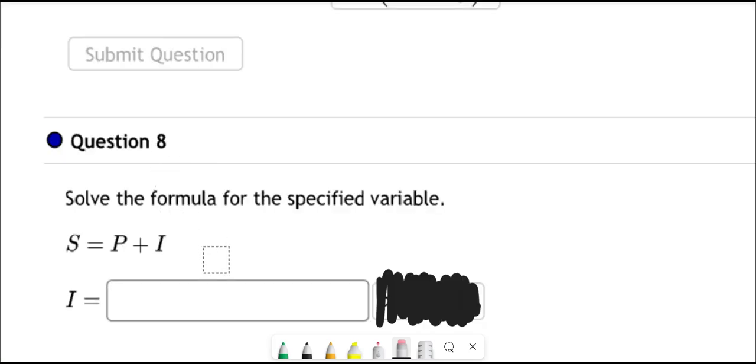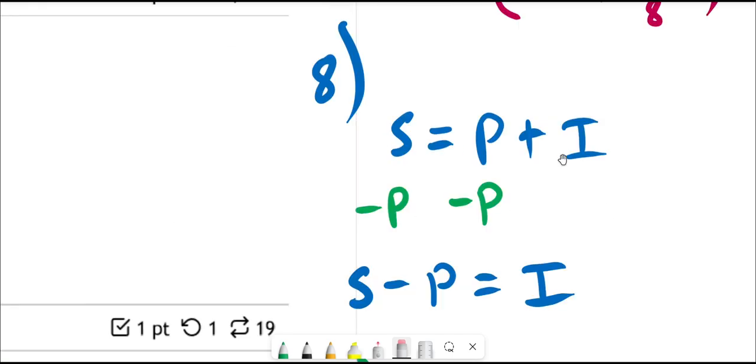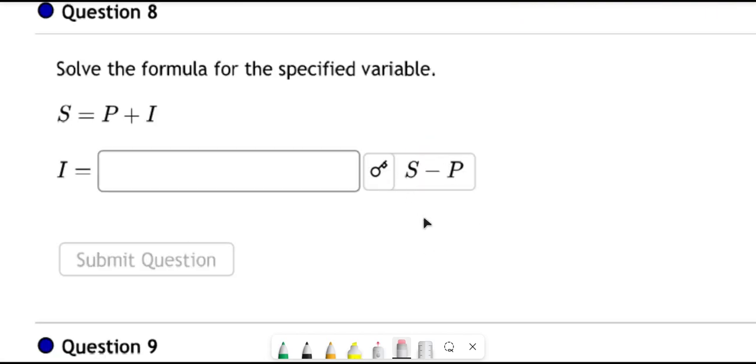Question 8 asks us to solve for the specified variable. They say I is equal to what if S is equal to P plus I? This one goes pretty quickly. To isolate I, we need to get rid of P. It's a positive P that we're adding here, so we minus P from both sides to get rid of it. Subtraction cancels this addition that's going on here. And that gives us S minus P is equal to I. We are solved for I because I is alone on one side of the equal sign. And that is our answer.